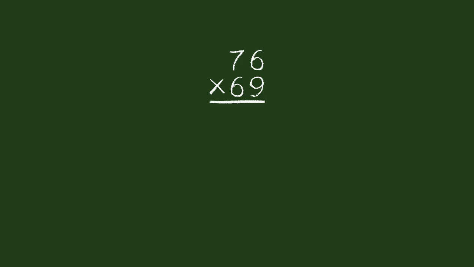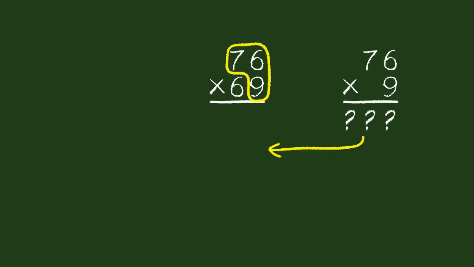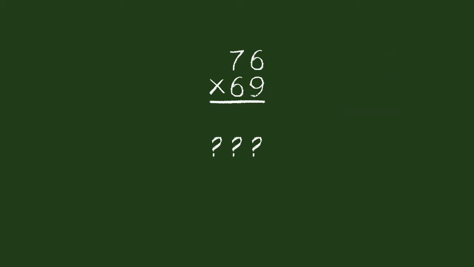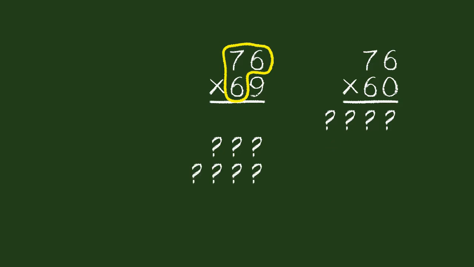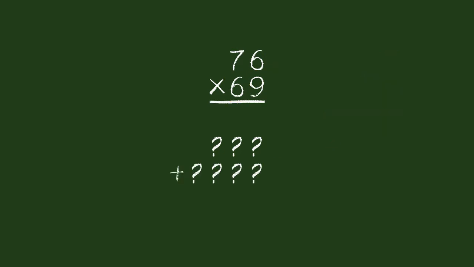the answers together. The 2 separate problems we are going to multiply are the numbers in the ones and the tens column. So for 76 times 69, we calculate the answer of 76 times 9, then calculate the answer of 76 times 60, and then add the 2 answers together.